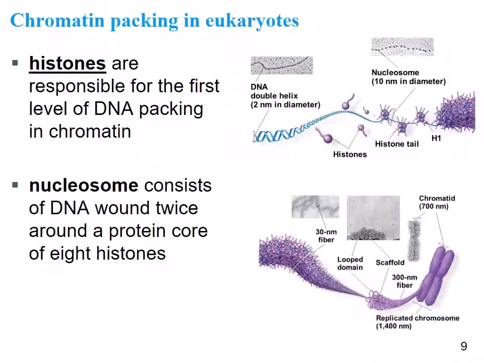So histones are responsible for the first level of DNA packing in chromatin, and a nucleosome consists of DNA wound around a protein core made up of 8 histones. So that's kind of our first level of chromatin packing.